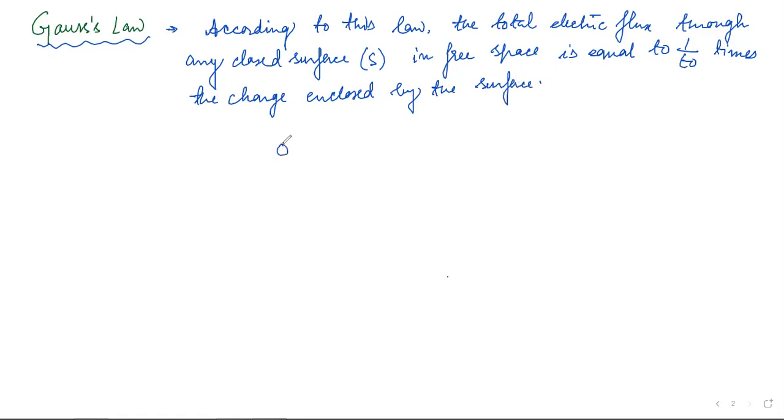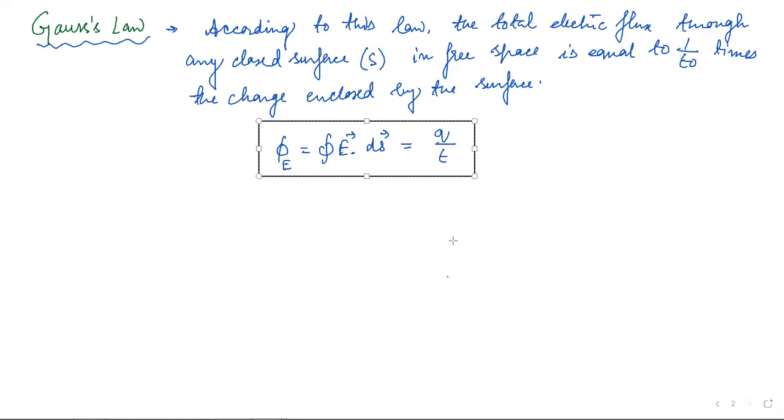So mathematically we can write that phi, already we know that phi is equal to closed integration of E dot ds, and from Gauss law this comes out to be q by epsilon 0. This is the Gauss law. I hope the Gauss law is clear to you. Now if someone asks you to prove Gauss law, then how can we prove it? Let us see. Proof of Gauss law.